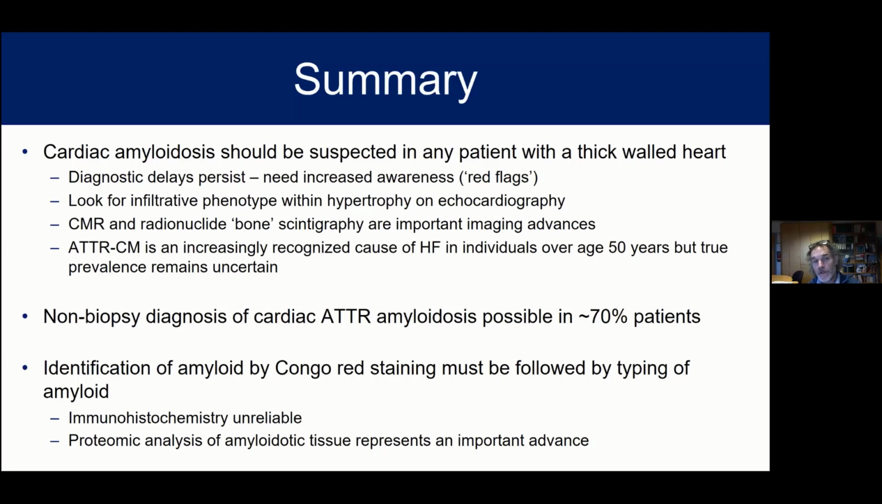ATTR cardiomyopathy is an increasingly recognized cause of heart failure in individuals over the age of 50, but the true prevalence remains uncertain. The non-biopsy diagnosis of cardiac ATTR amyloidosis is possible in about 70% of patients, and identification of amyloid by Congo red staining must be followed by typing of amyloid, which, although worldwide is still probably most commonly done by immunohistochemistry, can be done by proteomic analysis, which I think represents an important advance.